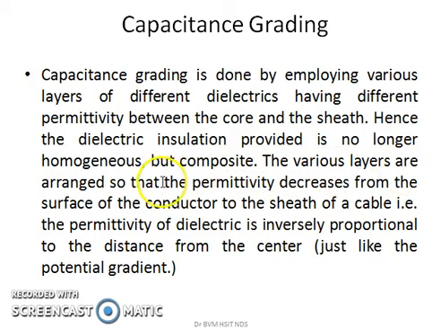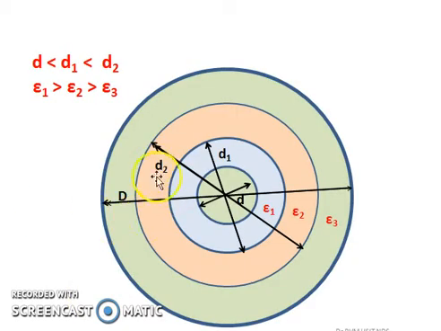The various layers are arranged so that the permittivity decreases from the surface of the conductor to the sheath of the cable. That is, the permittivity of the dielectric is inversely proportional to the distance from the center. This is what I have shown here. So permittivity goes on decreasing as the distance increases.